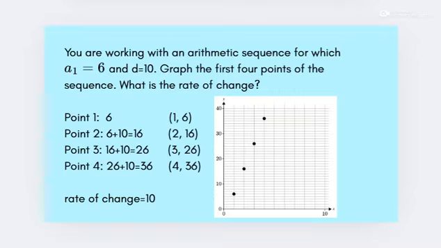Our second point is 6 plus 10 because we know the rate of change is 10. So our second point is 16, which gives the coordinate pair (2, 16). Our third point is 16 plus 10, that steady rate of change, which is 26, giving the coordinate pair (3, 26). Our fourth point is 26 plus 10, which gives 36, and the coordinate pair (4, 36).